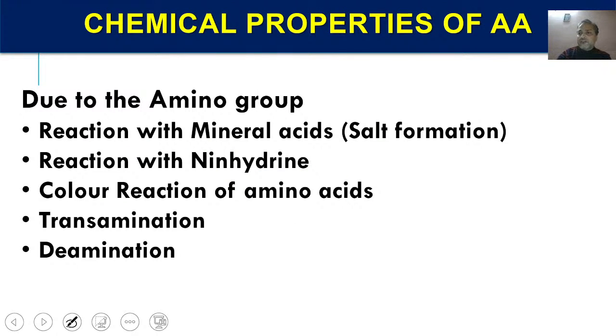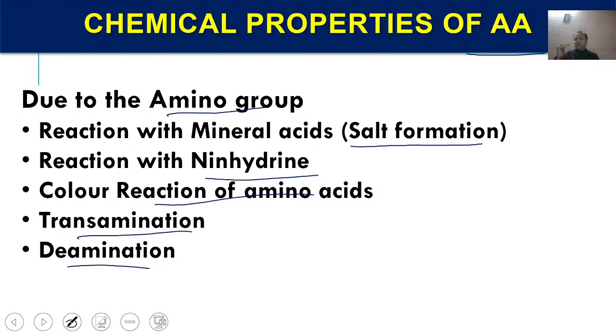And then there are chemical reactions caused because of amino groups, meaning basic groups. There also we will have salt formation, and reactions which are the characteristic properties for all the alpha amino acids, such as color reactions for amino acids, transamination and deamination. These are the different properties of amino acids which are because of amino groups.